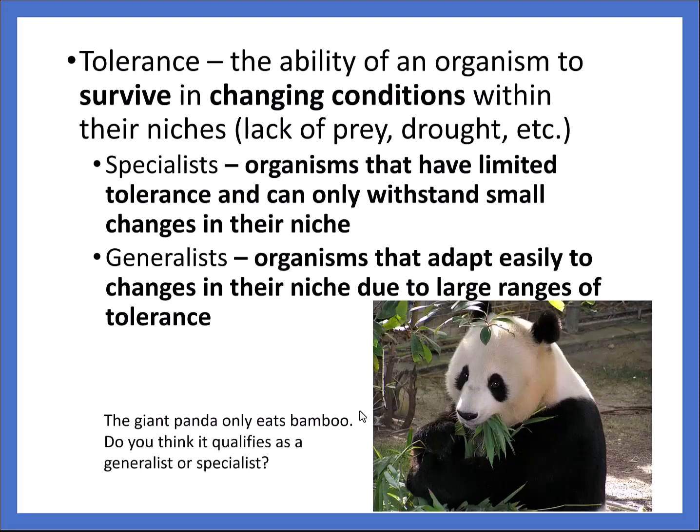The giant panda only eats bamboo. Do you think it qualifies as a generalist or a specialist? Well, this is going to be a specialist because it doesn't have a lot of options. If the environment changes and bamboo trees start to die, that panda is not going to be in a good situation because it's not going to have other resources that it can rely on. So it is a species specialist.